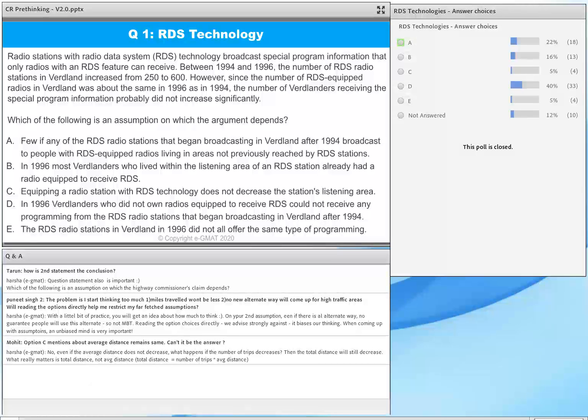and broadcast the results. This was a difficult question. You can see how people polled. Choice D was really popular. Choice A was popular, as was choice B. And then about 10 of you weren't able to get to the correct answer.